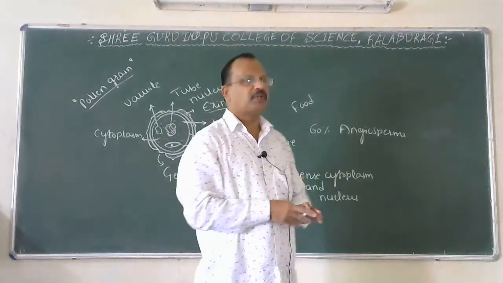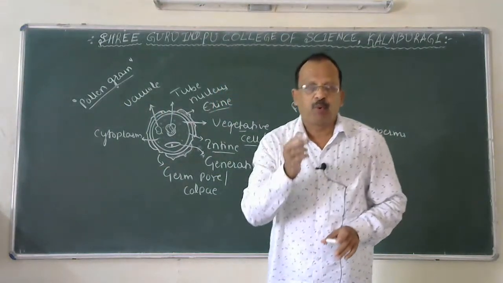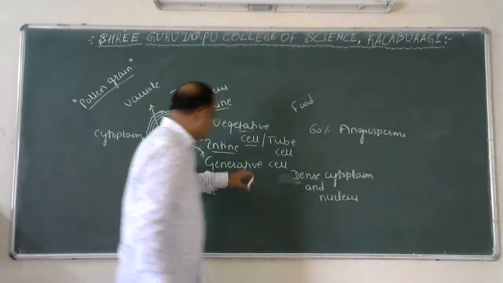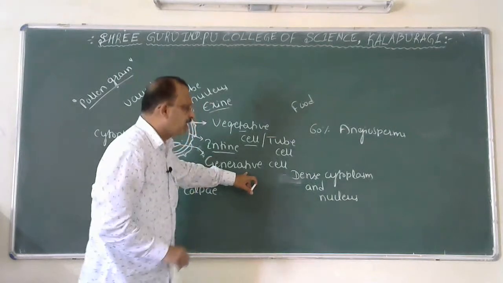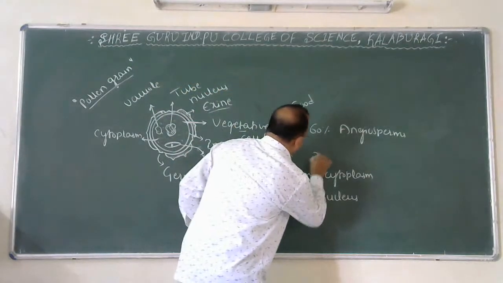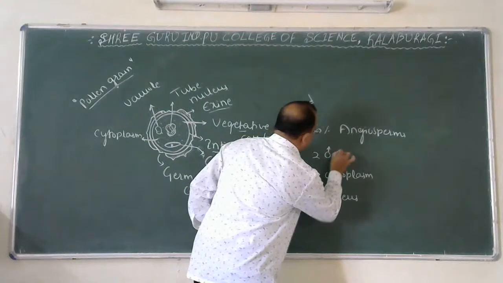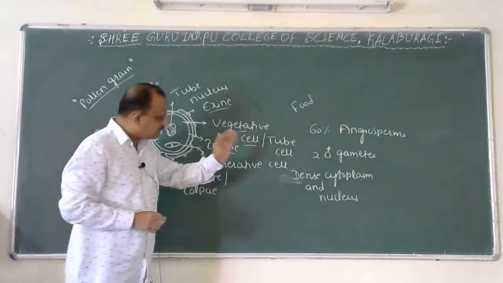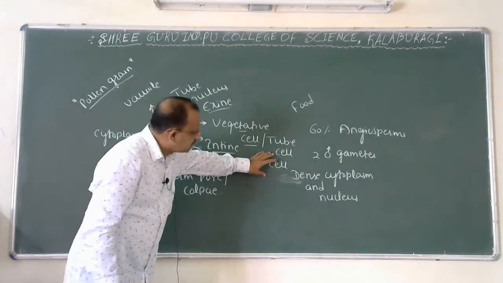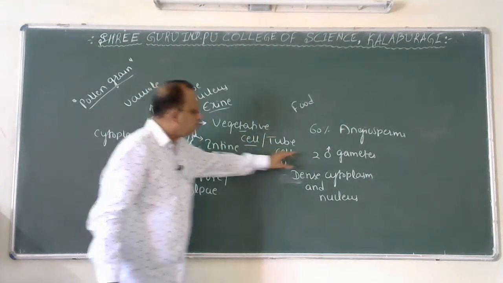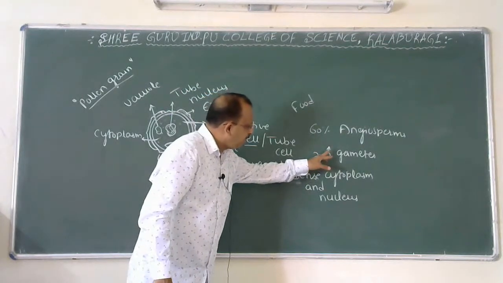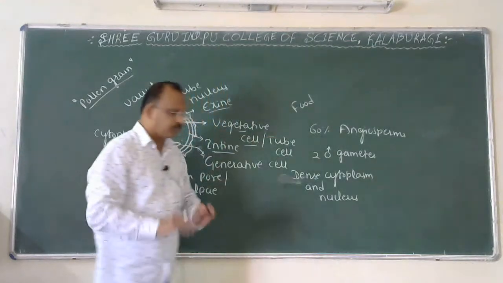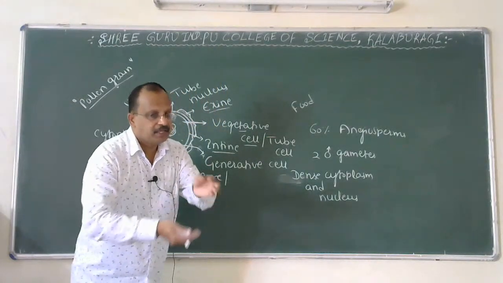In the rest, around 40% of angiosperms, pollen grains are released at a three-celled stage, where the generative cell undergoes division and produces two male gametes before they are released into the environment.